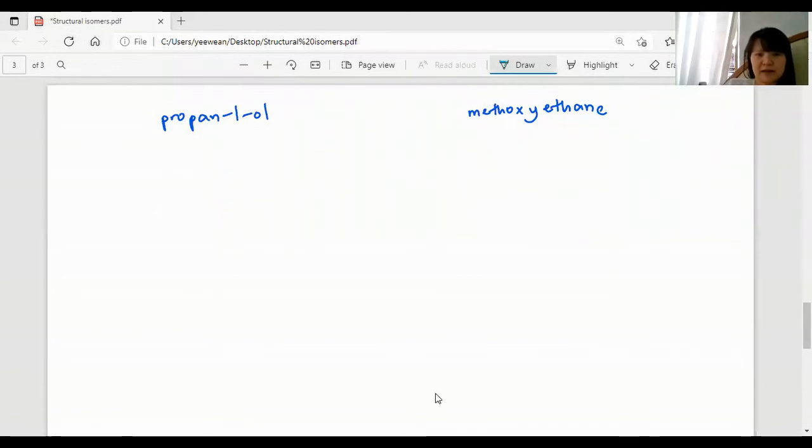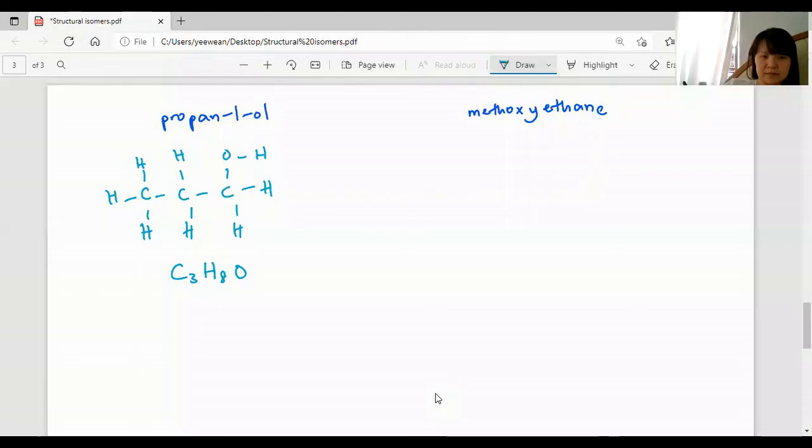Some functional groups are isomers of each other. For example, alcohols and ethers. So propan-1-ol looks like this. 1, 2, 3. Number 1 has the OH. We count all the carbons, there are 3 carbons. Count all the hydrogens, there are 8 of them, and there's 1 O, and methoxyethane has 3 carbons, 8 hydrogens, and 1 oxygen as well.